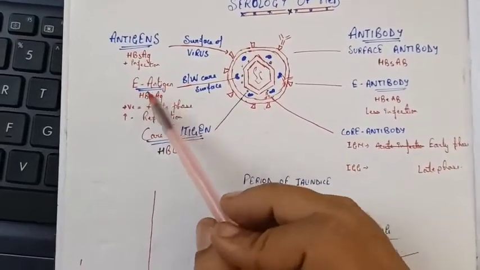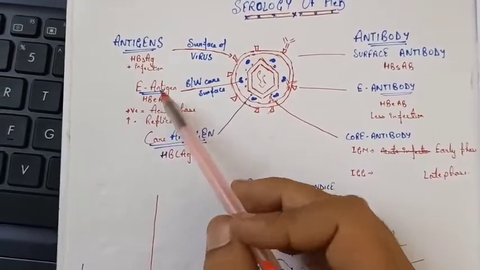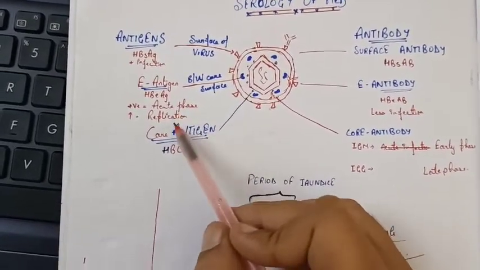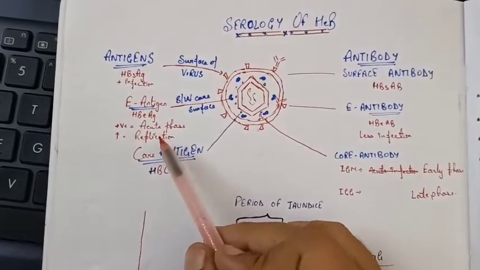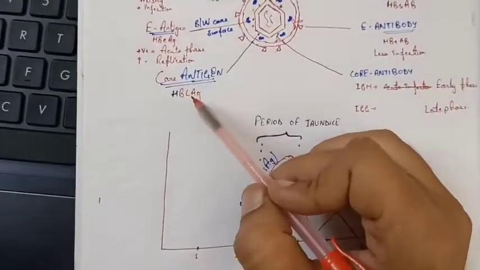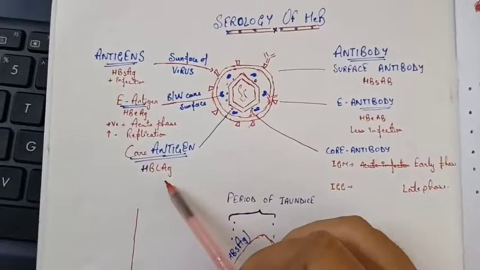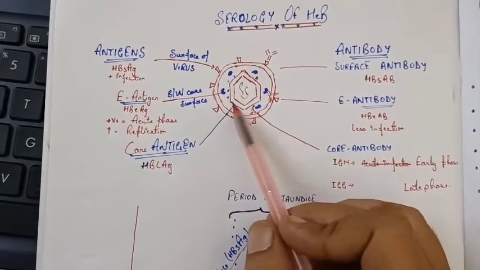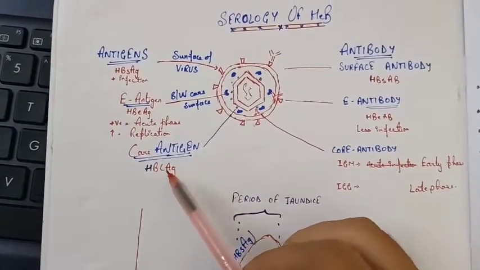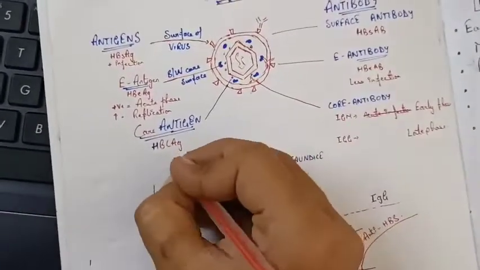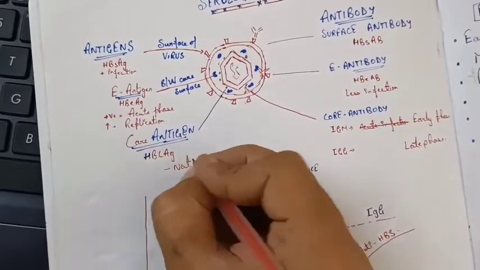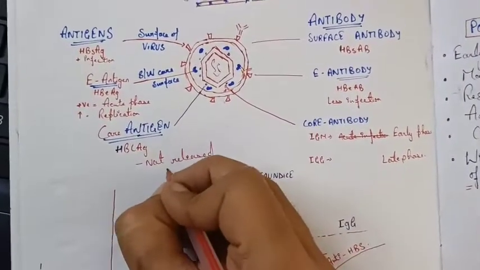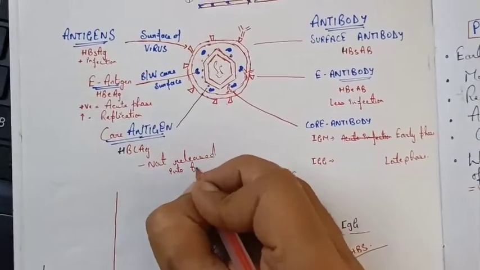So what does E antigen tell us? E antigen tells us that the person is in the acute infective phase and the virus is replicating in the body fast. Now talk about core antigen. The core antigen is present at the core of hepatitis B virus and it is not released into the blood.